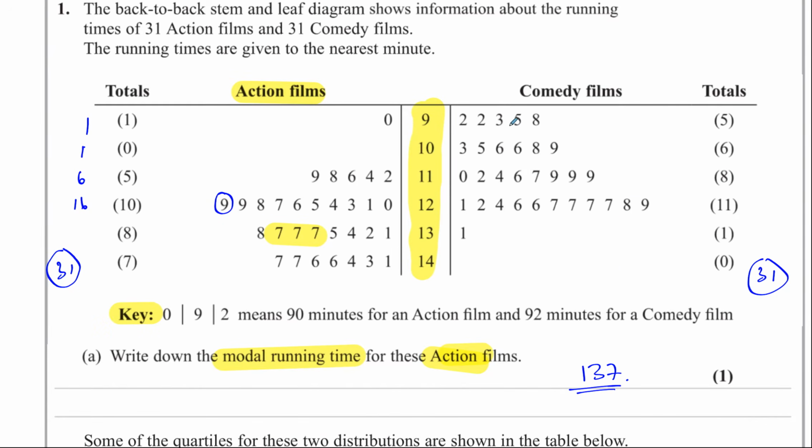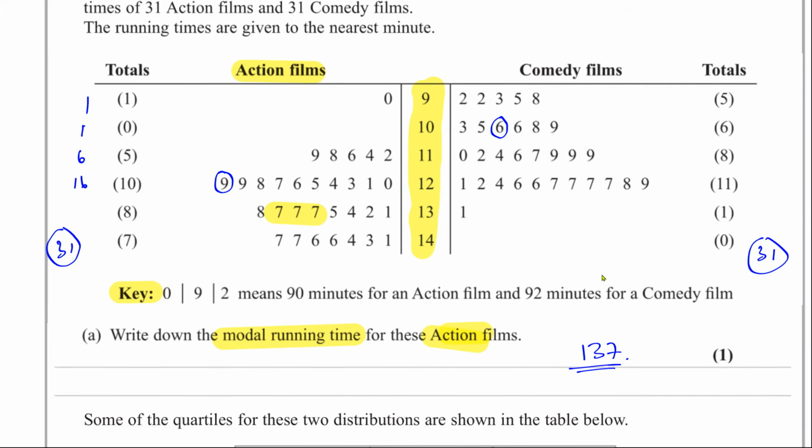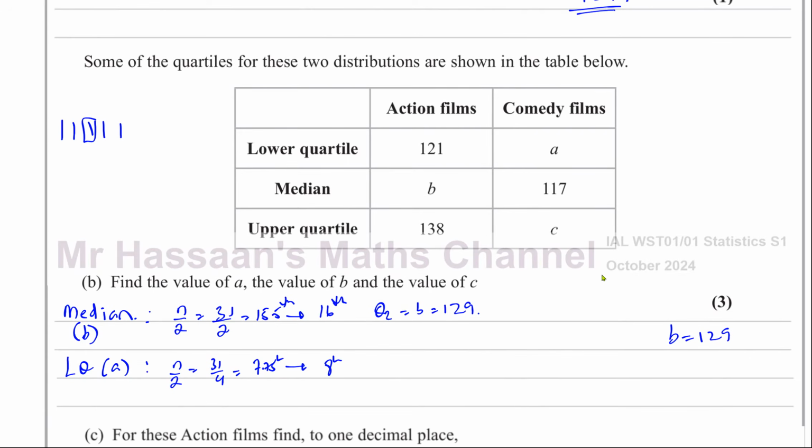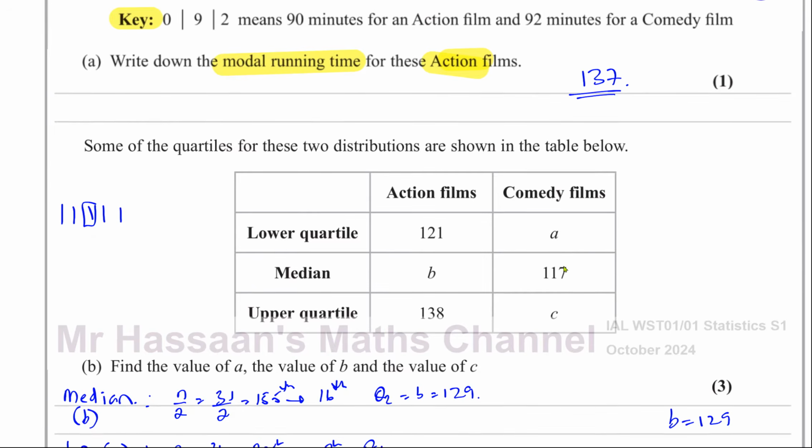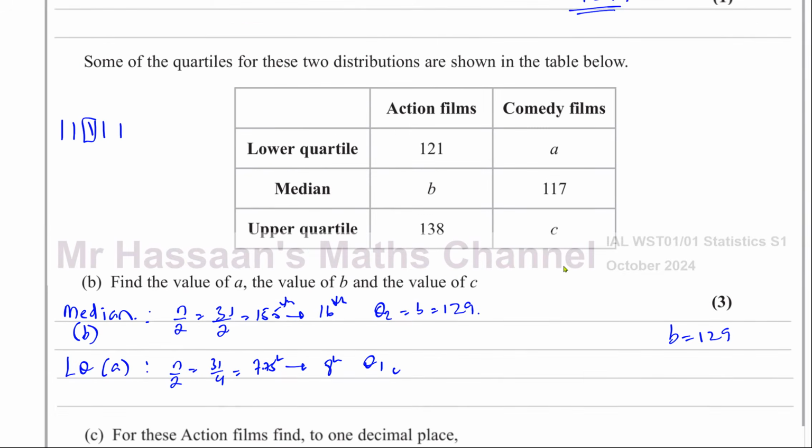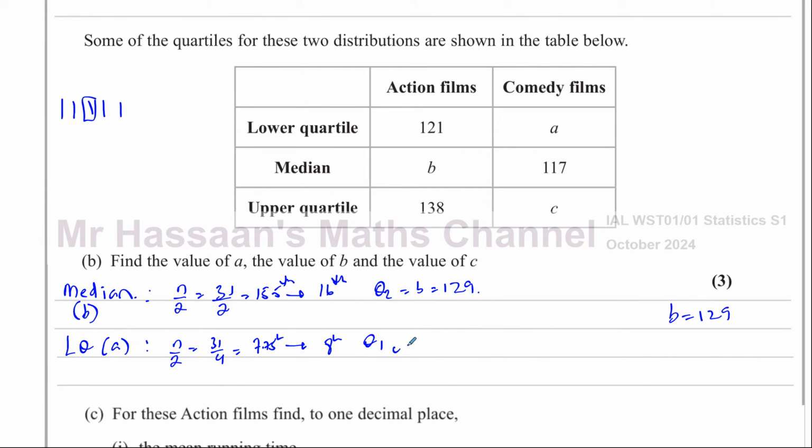If I count along, that's 5, and then 6, 7, 8. That is the 8th term, so it's going to be 106. That is the lower quartile, so that's the value of A. That's Q1, for the comedy films. So Q1 equals A, which is 106.